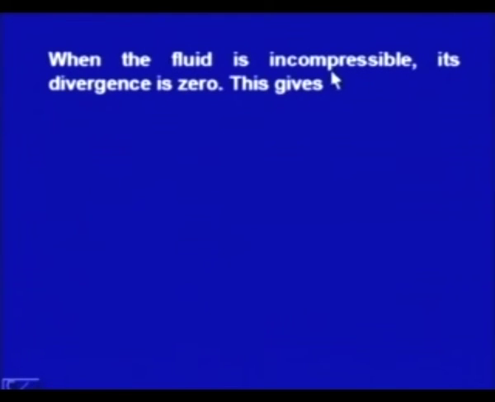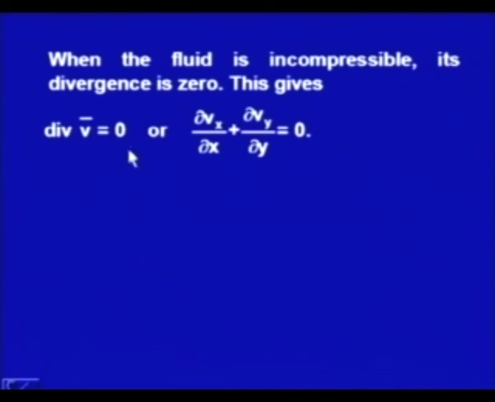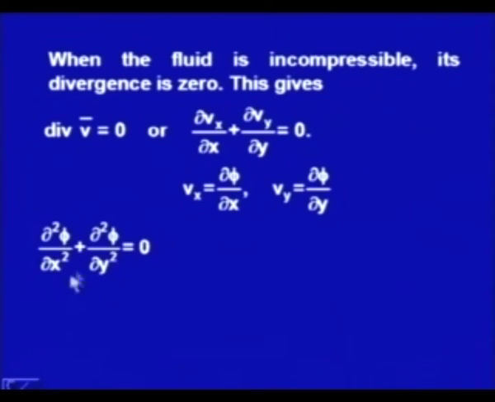When the fluid is incompressible, its divergence is 0. So, this gives divergence V bar equal to 0, or del Vx over del x plus del Vy over del y is 0. And since Vx is equal to del phi by del x and Vy is equal to del phi by del y, that is what we have assumed, we can substitute these Vx, Vy in this equation, and we have del 2 phi by del x square plus del 2 phi by del y square is equal to 0. In other words, we say that the velocity potential phi is a harmonic function.